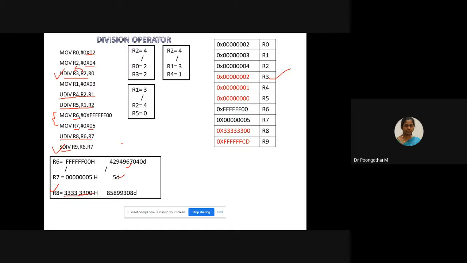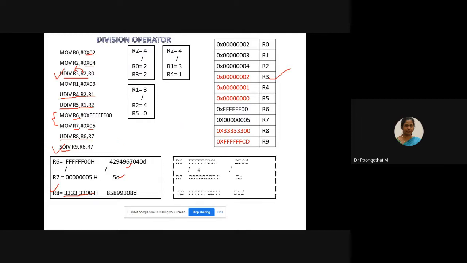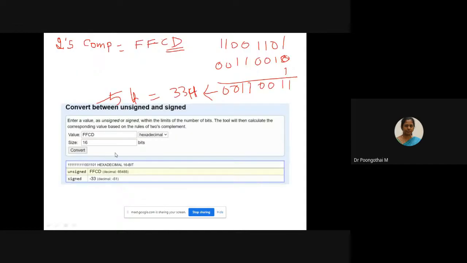So what will your ARM core do? 2's complement, ma'am. Okay, so if we consider the value in R6 to be a signed 2's complement value, it is a small negative number. Just do it in the calculator and find out the equivalent negative value. For this one, the negative value is 256. But in this case, it is a larger value. But in case of a signed number, it is a very small value, that is minus 256. Just do it in this calculator.